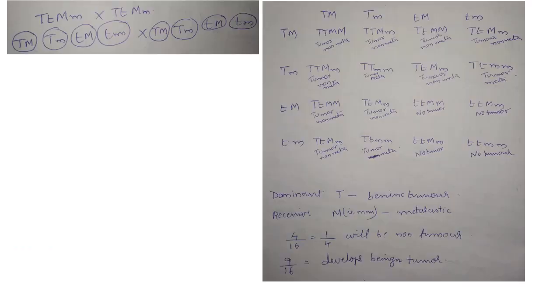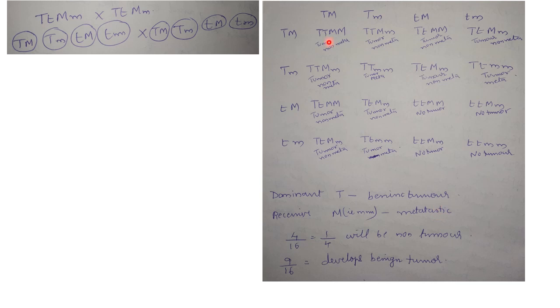So these are the phenotypes of the parents X and Y. They are heterozygous, they have told. So these are the gametes produced, and this is your Punnett square. Now after the Punnett square, if dominant T is present, then benign tumor, and recessive m, that is small m, then it results in metastatic condition.